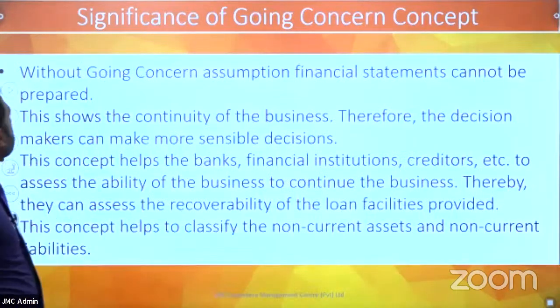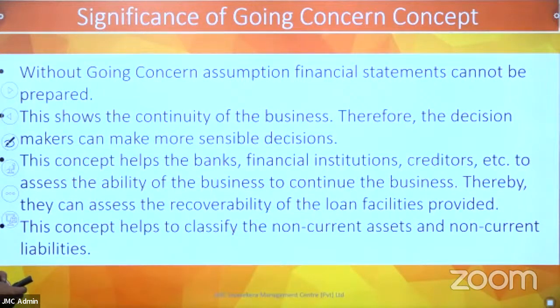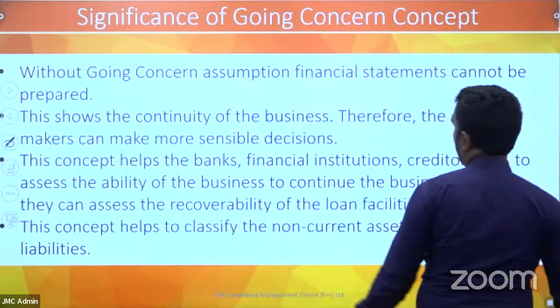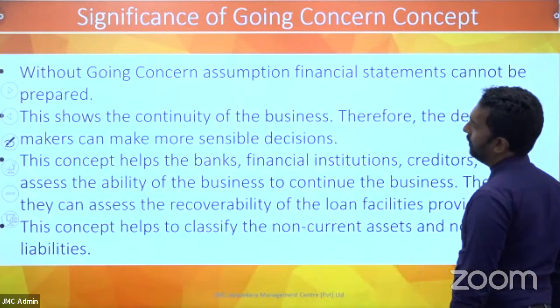Let's see the significance. Without the going concern assumption, financial statements cannot be prepared. This shows the continuity of the business. Therefore, the decision makers can make more sensible decisions. This concept helps banks, financial institutions and creditors to assess the ability of the business to continue. Thereby, they can assess the recoverability of loan facilities. This concept helps to classify current and non-current assets and liabilities. I have also given you a detailed note on everything we have learned.